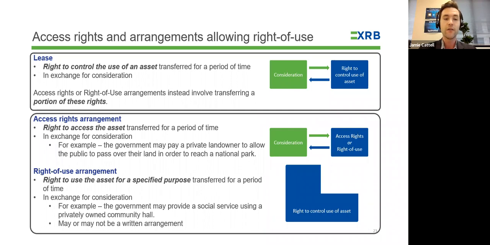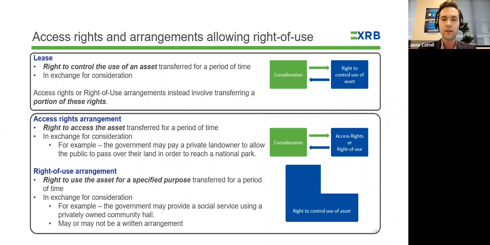And an example is given in the RFI of this, where a government might pay a private landowner to allow members of the public to pass over their land in order to reach a national park. So the only thing that's being transferred there is that ability to pass over the land. They don't have any of the rights to transform or alter the land or extract other benefits from it. So in that case, it may not look like a lease.